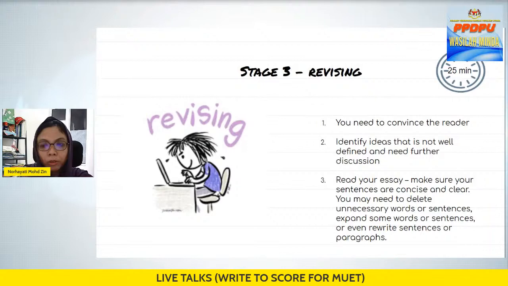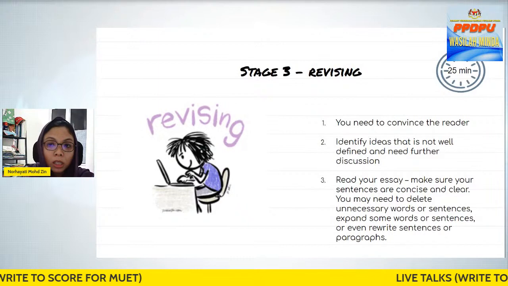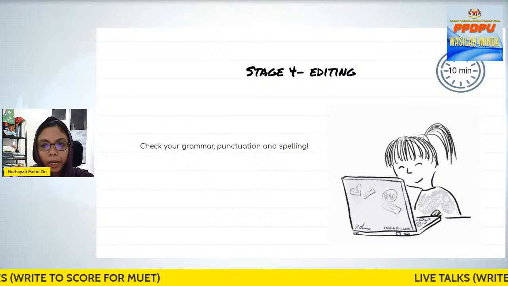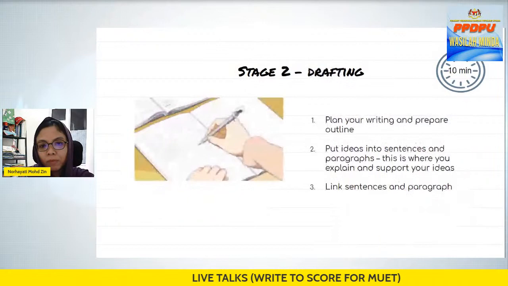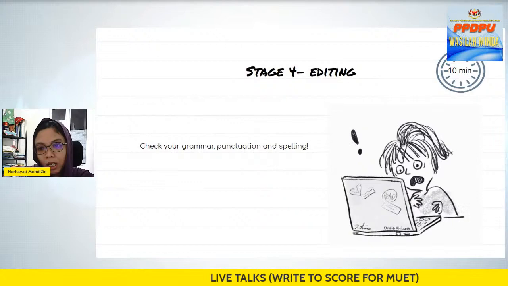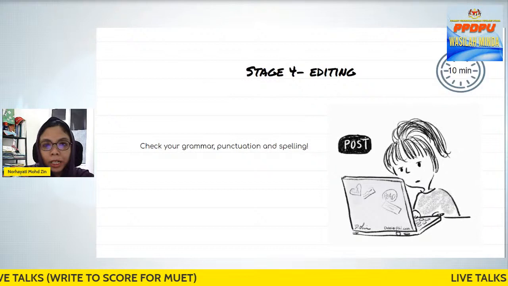Now the last 10 minutes, start editing. Check your grammar, punctuation, and your spelling. Now what if I accidentally exceed, for example in stage two, I accidentally took an extra 5 minutes. So you can take from this editing, you can minus five minutes from here. But I usually like to ask my students to give at least 10 minutes, because then you don't feel like you are rushing.